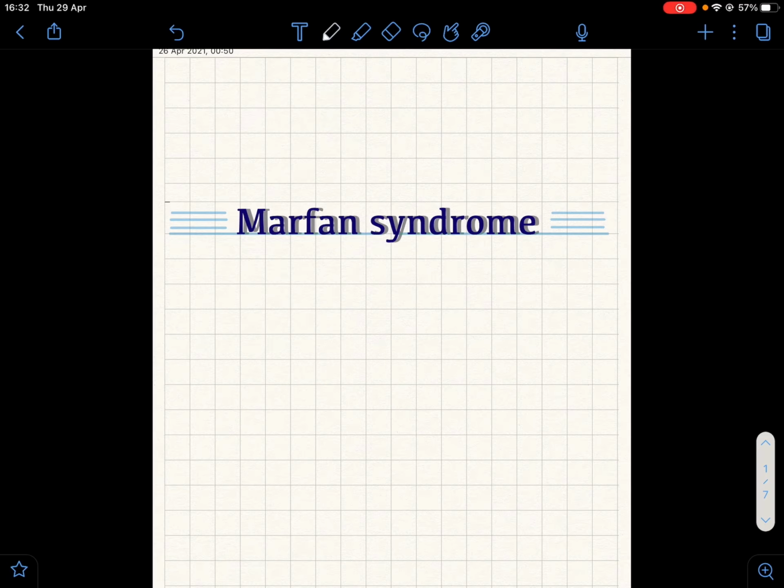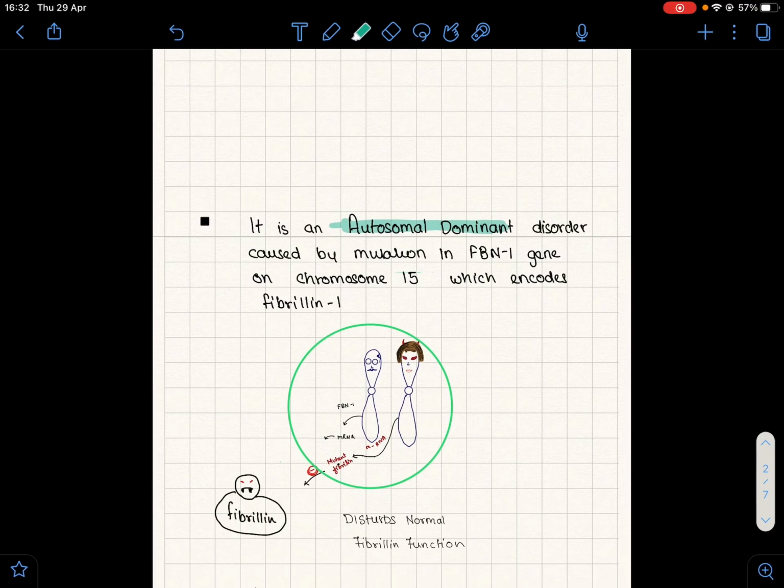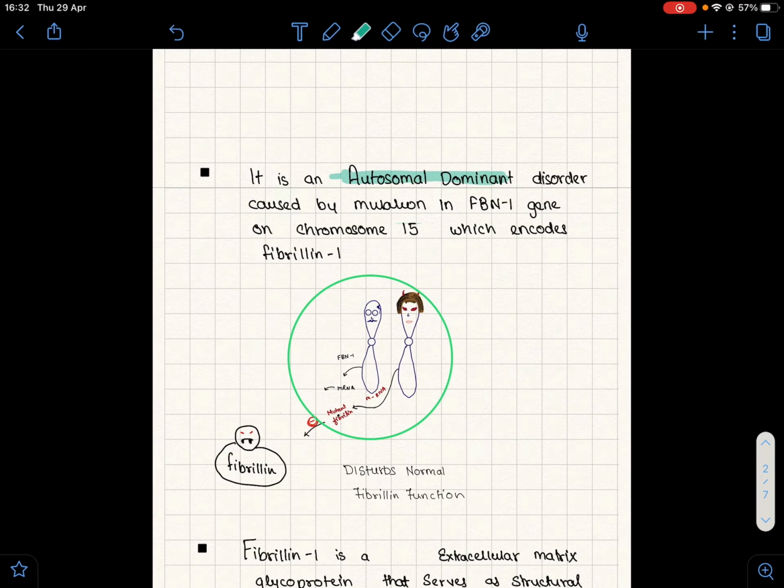Spine. So today we will be discussing Marfan syndrome. As you can see on the screen, Marfan syndrome is an autosomal dominant disorder which is caused due to a mutation in the FBN gene on chromosome number 15, and that encodes a protein known as fibrillin 1.